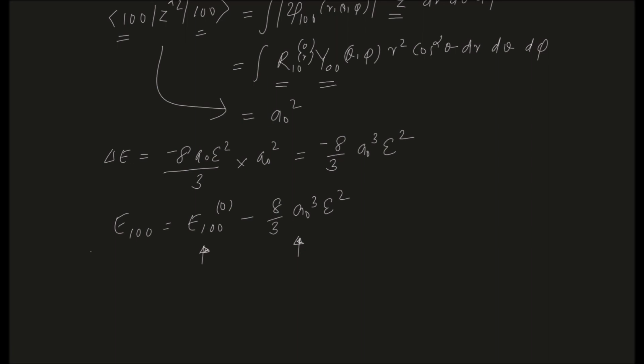Now as the correction is proportional to the square of the electric field, this is usually referred to as the quadratic Stark effect. Quadratic Stark effect, as it is proportional to the square of the electric field.